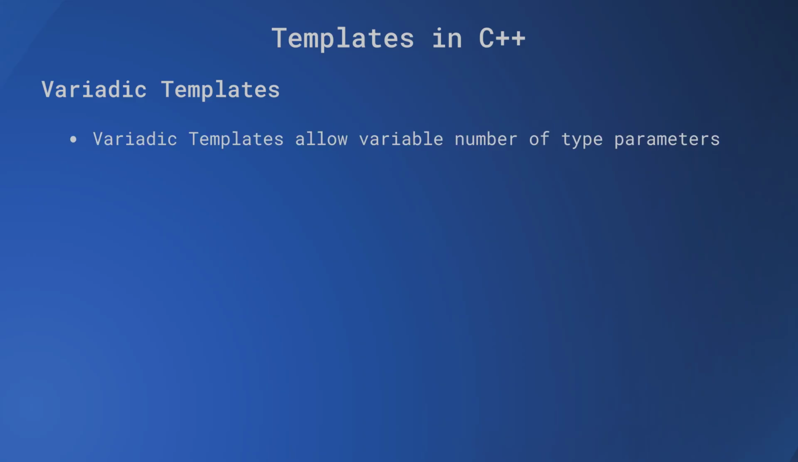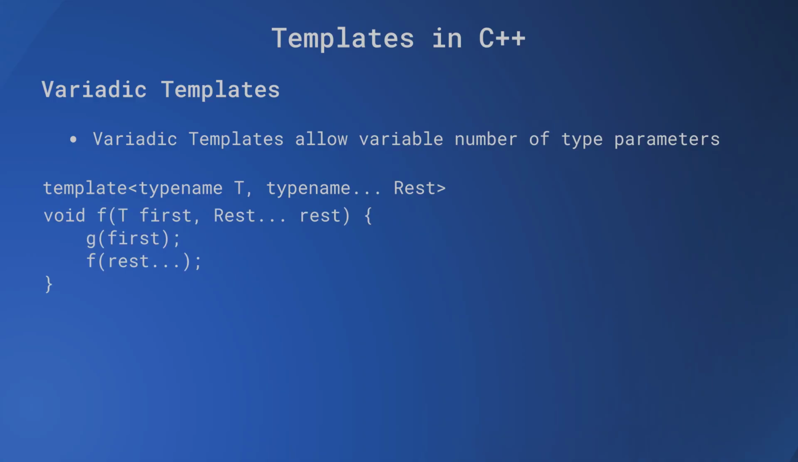Variadic templates are templates that allow a variable number of type parameters, that is, template <typename T, typename... Rest>. The three dots after typename indicate that there are 0 or more type parameters. And we can have a function template using a variadic template, that is, template <typename T, typename... Rest>, void f(T first, Rest... rest), and the function body g(first); f(rest...).